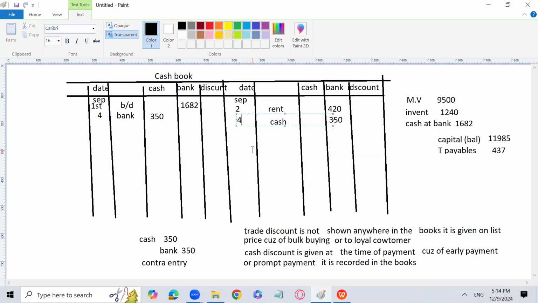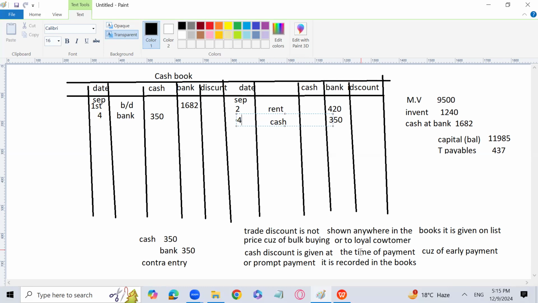Still, there is no entry regarding the discount up till now. I have discussed that there are two types of discount. Trade discount is a discount which is not shown anywhere in the books. It is subtracted from the total amount, because it is given on list price because of bulk buying or to a loyal customer. So we don't show trade discount anywhere else. Rather, it is subtracted from the total.